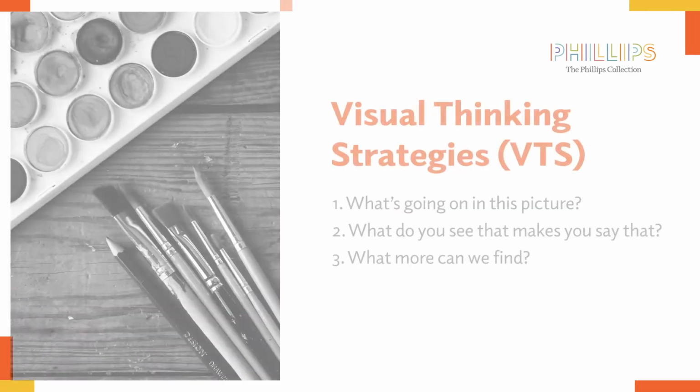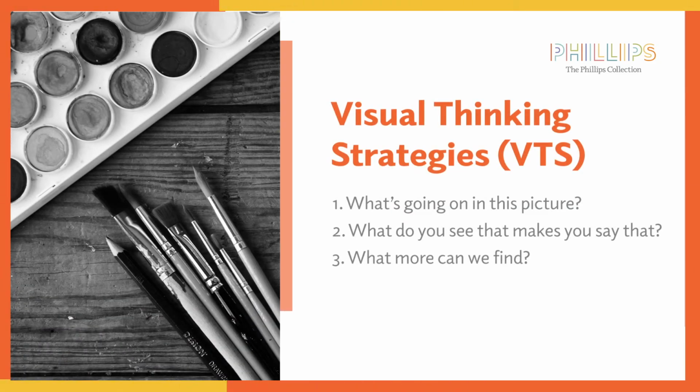So the VTS that I'm going to do tonight, I'm going to do very literal VTS. I'm going to do it exactly as it's designated in the VTS curriculum. So VTS is the three questions. It's what's going on in this painting, what do you see that makes you say that, and what more can we find? And so there are multiple right answers. In fact, with VTS, it's one of the very few areas in the world where there are no wrong answers.